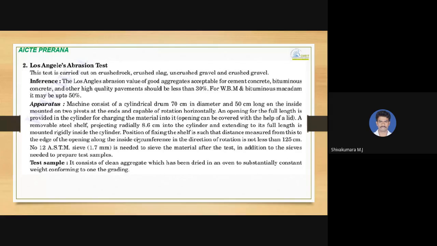The test sample consists of clean aggregate which has been oven dried to a substantially constant weight, conforming to one of the gradings. Different grades like A, B, C, D up to H, different gradings will come based on the size of aggregate and the fraction.